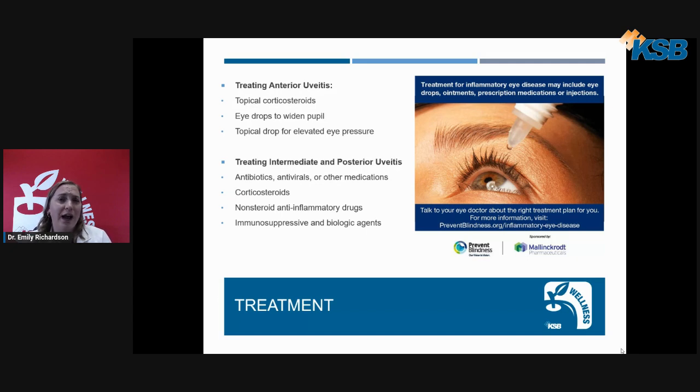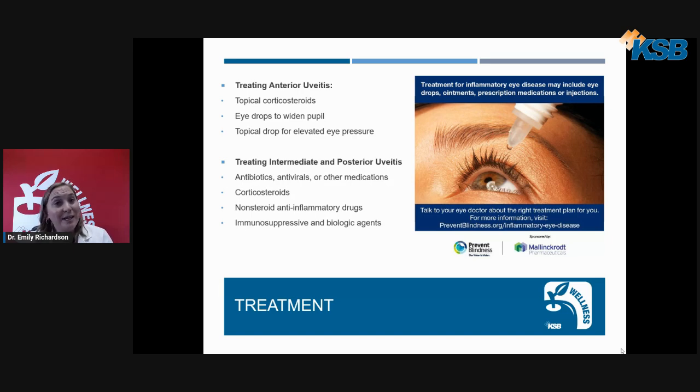Also, inflammatory eye diseases can cause elevations in your eye pressure. And so to reduce the pressure and prevent risks of glaucoma or other pressure-related issues in the eyes, we sometimes have to use drops to lower your eye pressure during that course of treatment as well.